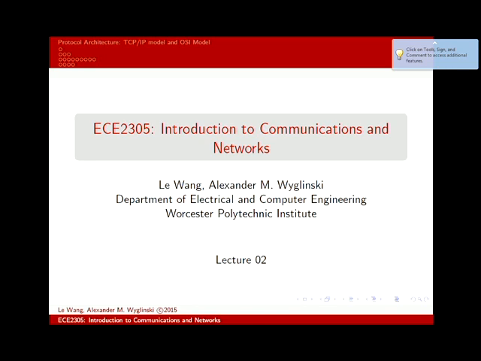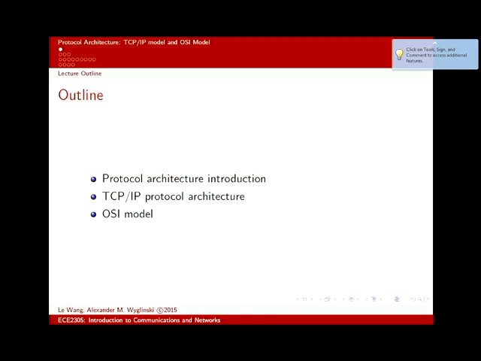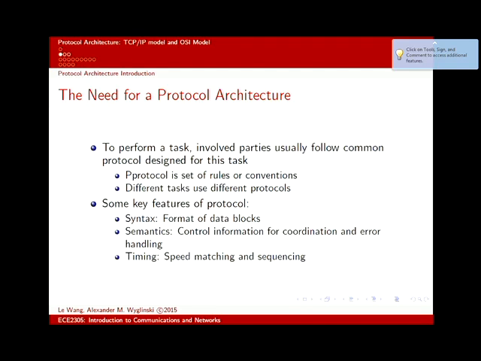So there's going to be a lot of drawing, okay? We're going to talk a little bit about the generic protocol architecture. We'll then go into TCP/IP, and then finally wrap things up with OSI, which is another type of architecture. I'll show the similarities and the differences between it and TCP/IP. All right? So why do we need a protocol?